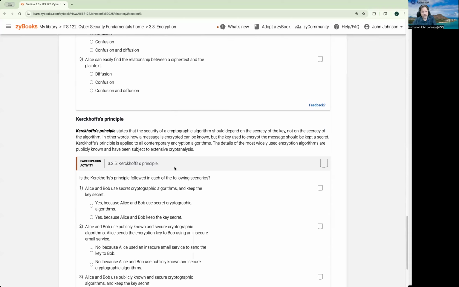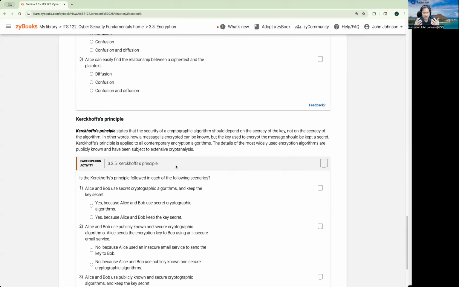And then we have a basic principle called Kerckhoff's principle. Kerckhoff's principle states that the security of a cryptographic algorithm should depend on the secrecy of the key we're using, not on the secrecy of the algorithm. The algorithm is known by most out there. All modern systems that are used, for the most part, are not secret. They're well known. The secret sauce here is going to be your key. The secrecy of the key is the crux of the whole thing.